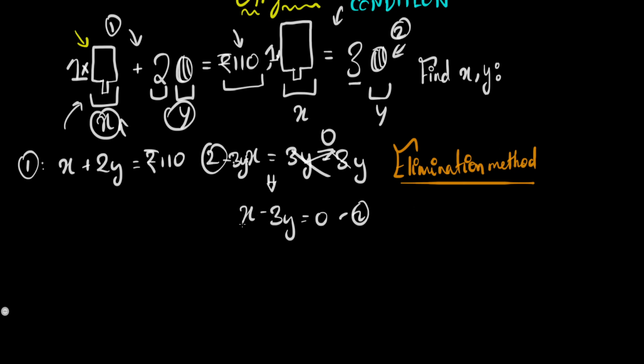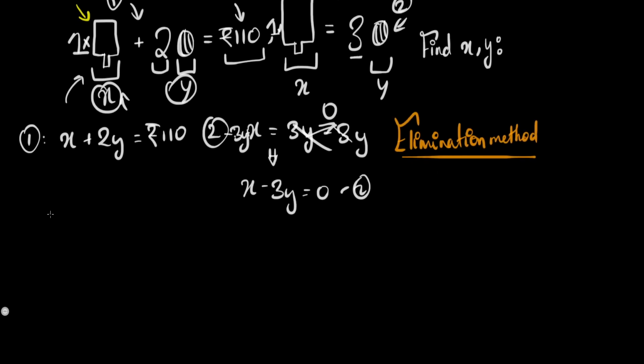So if I subtract 2 from 1, yes, I can eliminate the x, and I won't eliminate the y because the y's are not the same value, right? There are no equal amount of y in the two equations, so I think this will work out. So this is what will happen.